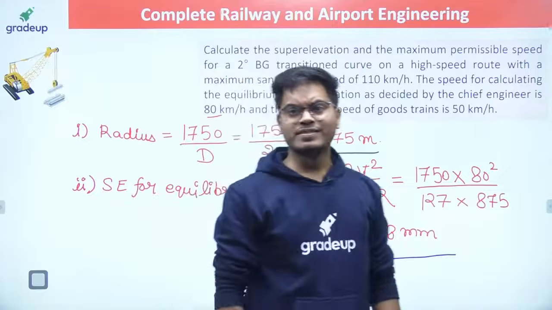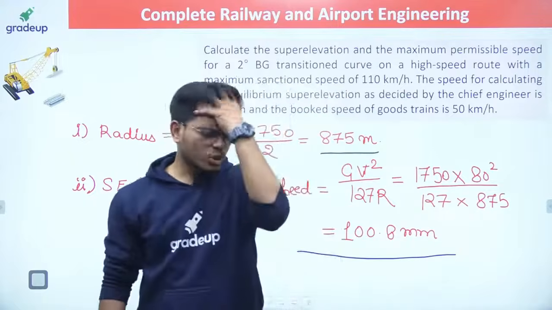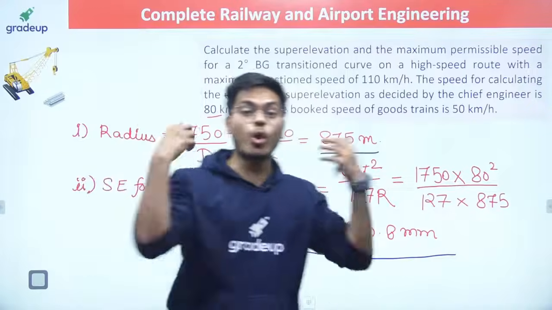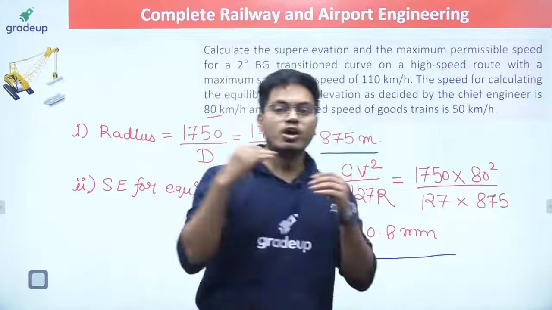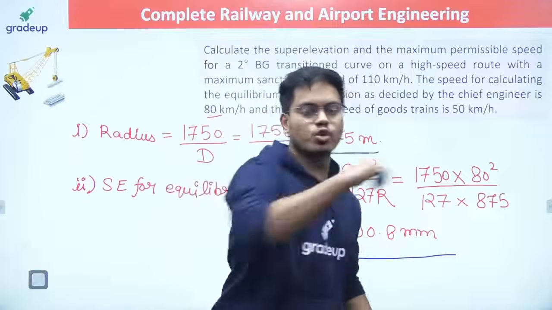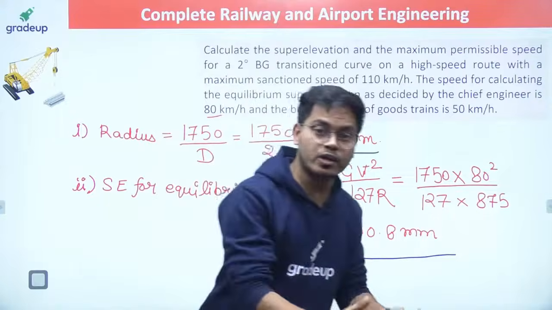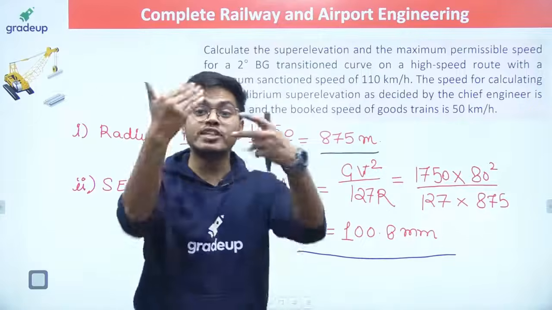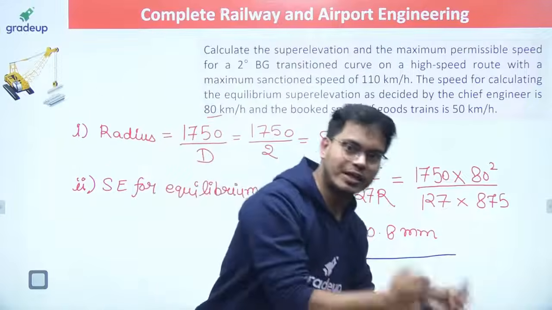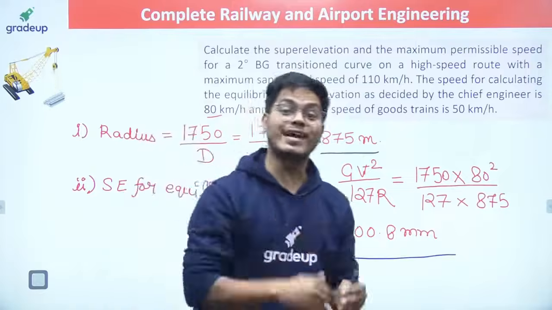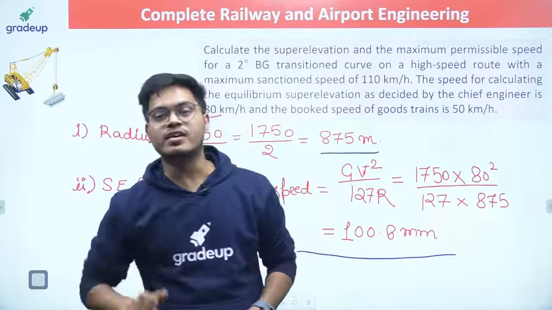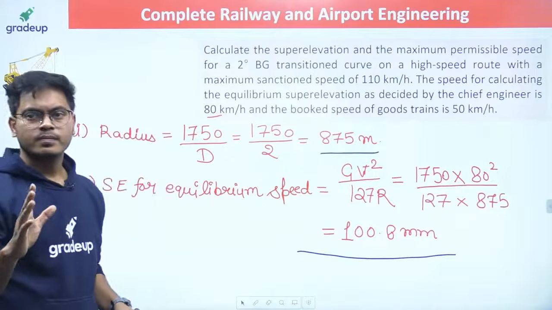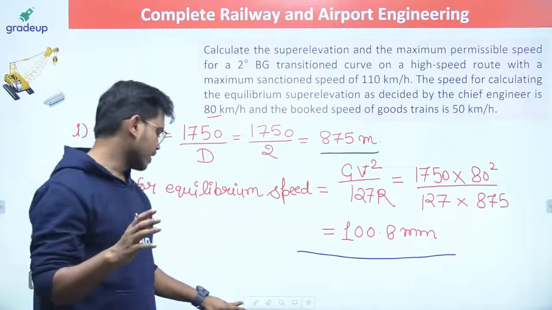Okay, why is cant deficiency not the maximum possible? The thing is, if the cant deficiency is more, then the outer rail will be getting more load in comparison to the inner rail. The outer rail is going to experience more load for more period of time, and that is going to fail the material of that outer rail. I have to change that rail very often in comparison to the inner rail, and that is the reason why we cannot exceed the limited value, that is 100 mm or 75 mm of cant deficiency. Clear?